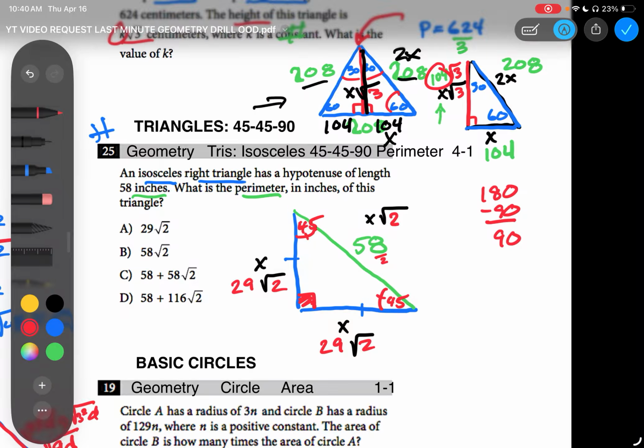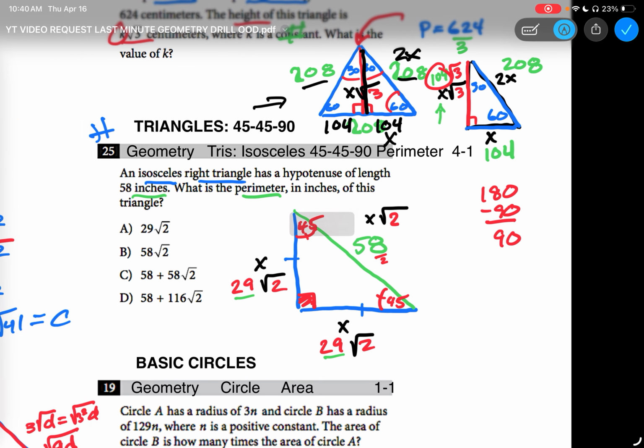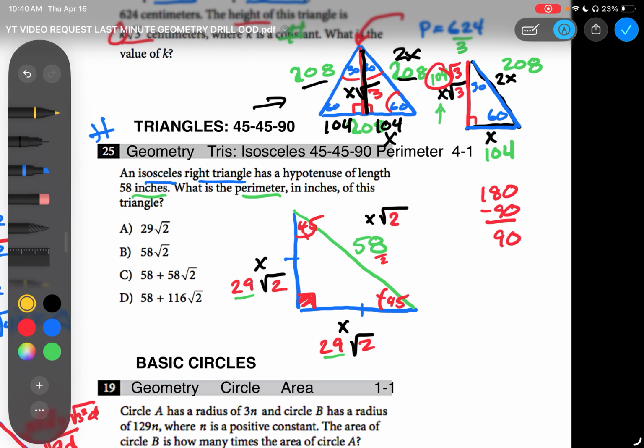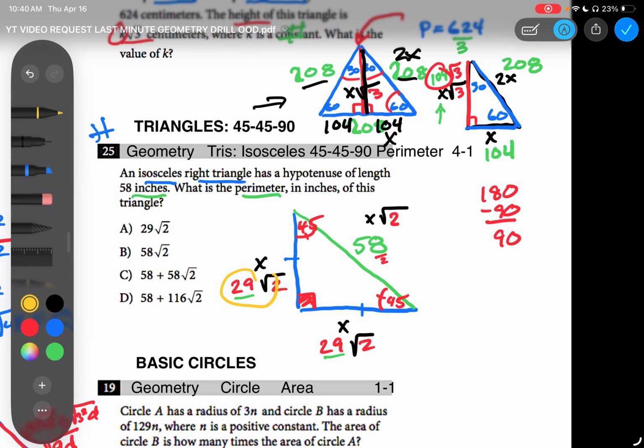Now you figured out your side measurements. Since radical 2s are cheating on the other side, it's making 58 feel half of itself. So that's why the other two side measurements will have 29 at the beginning. If we add all three sides, 58 plus 29 rad 2 plus 29 rad 2, if we add these side measurements to each other, our answer is going to be C as in kitty cat.